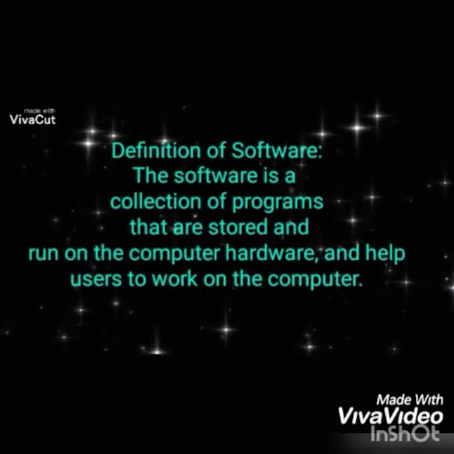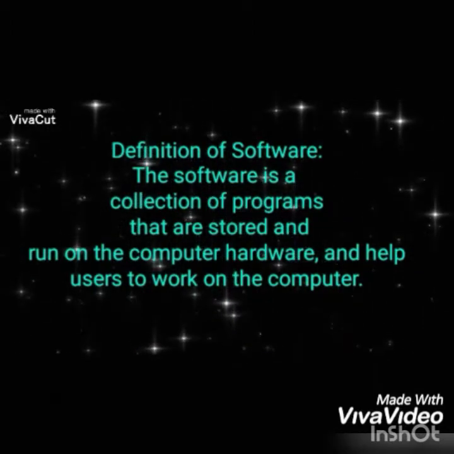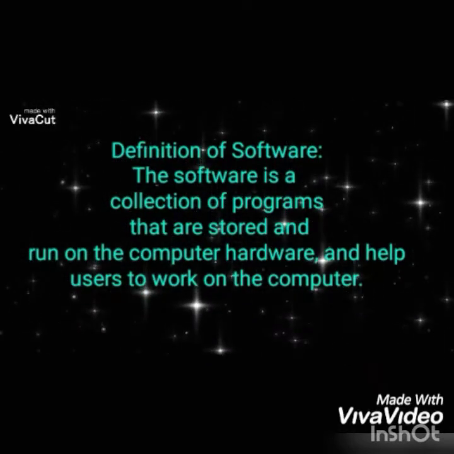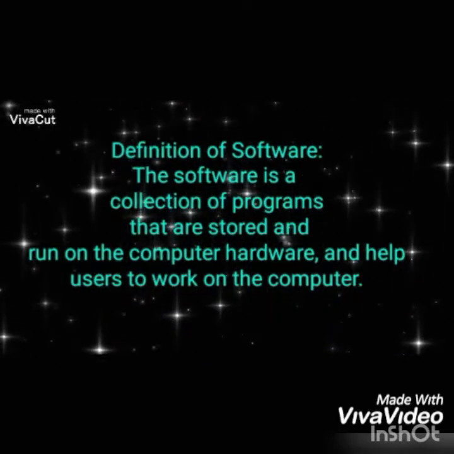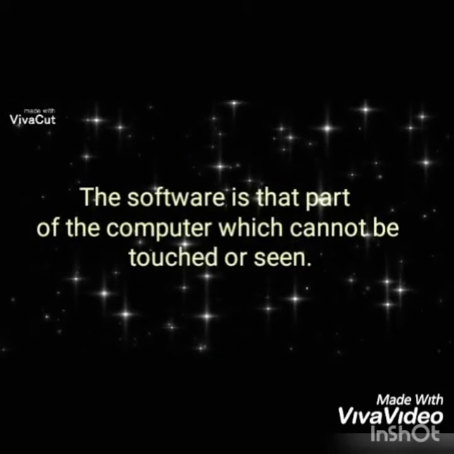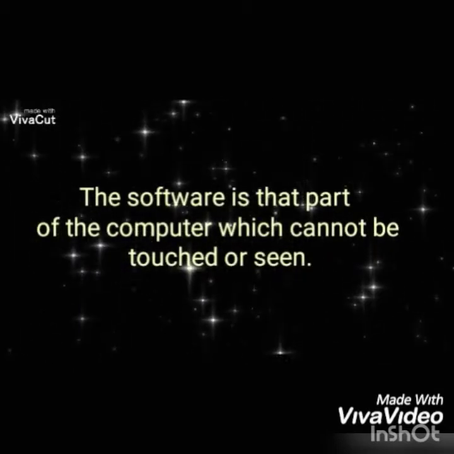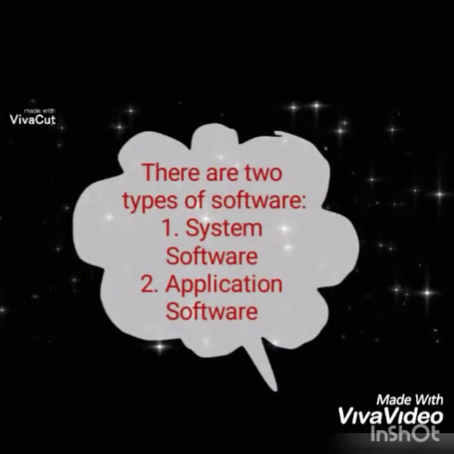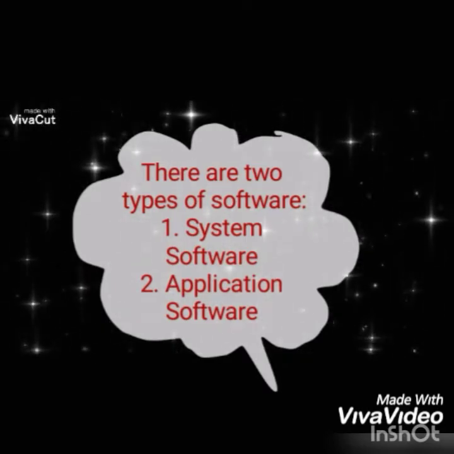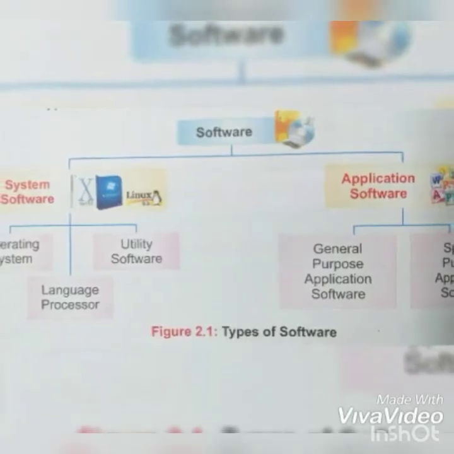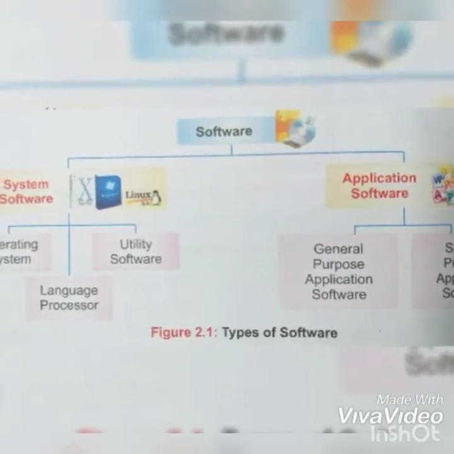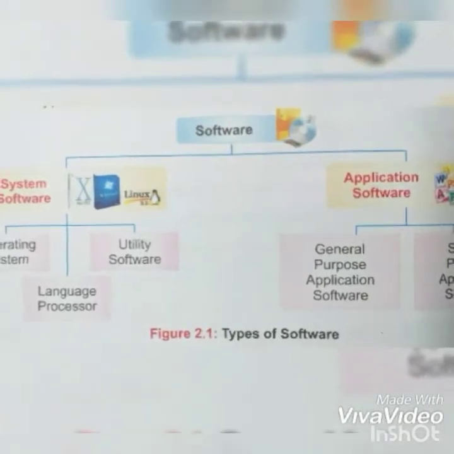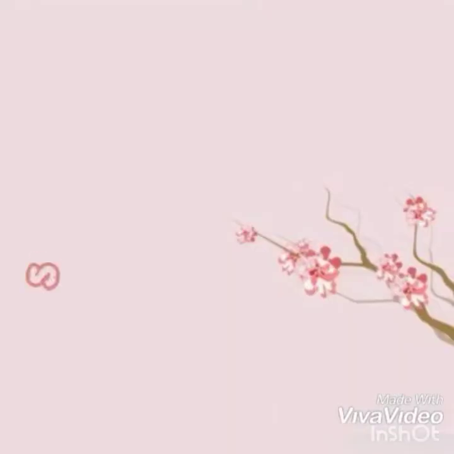So the definition of software will be: the software is a collection of programs that are stored and run on the computer hardware and help users to work on the computer. The software is that part of the computer which cannot be touched or seen. There are two types of software, system software and application software. Further, system software is divided into three parts: operating system, utility software and language processor, and application software is divided into two parts, general and specific softwares.